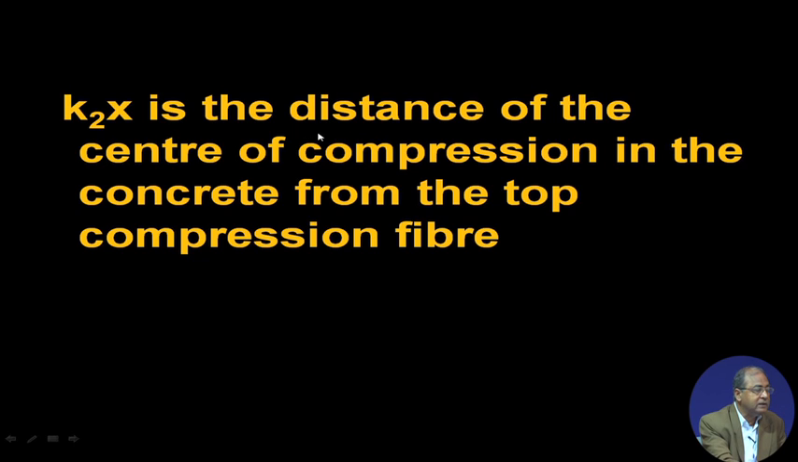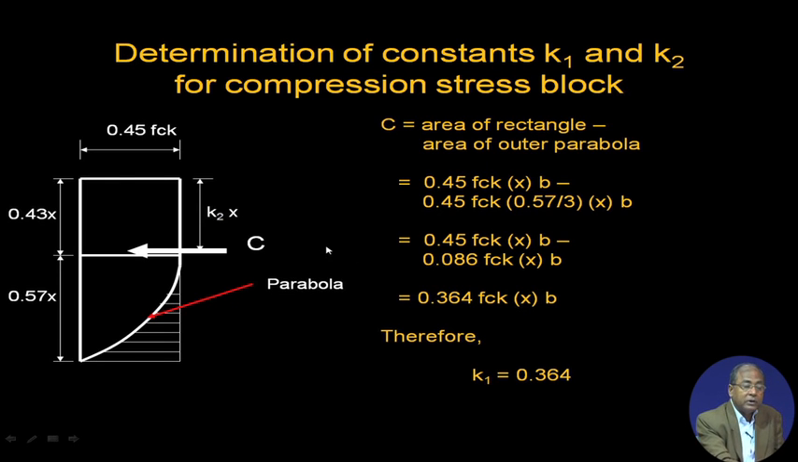K2 x is the distance of the center of compression in the concrete from the top compression fiber. So we can find out K1 and K2. This is the area of the rectangle at the top minus the area of the outer parabola. If you make this simple calculation, I get 0.364 fck x into b. So K1 means 0.364. Please note this particular one, 0.364.